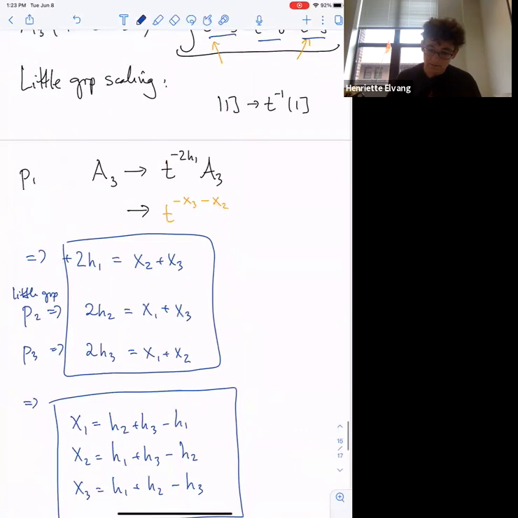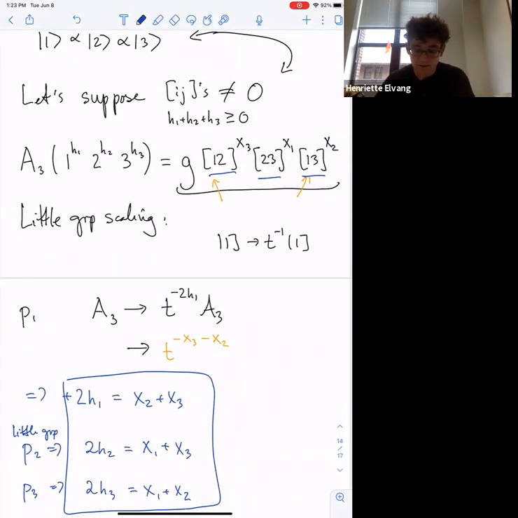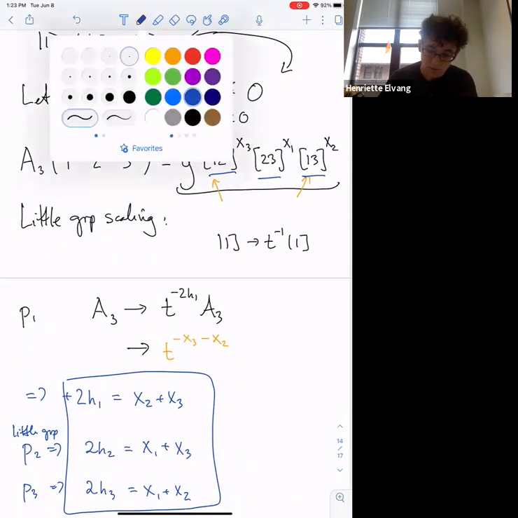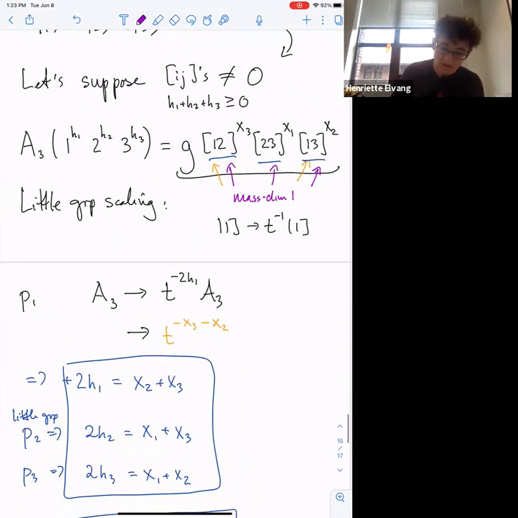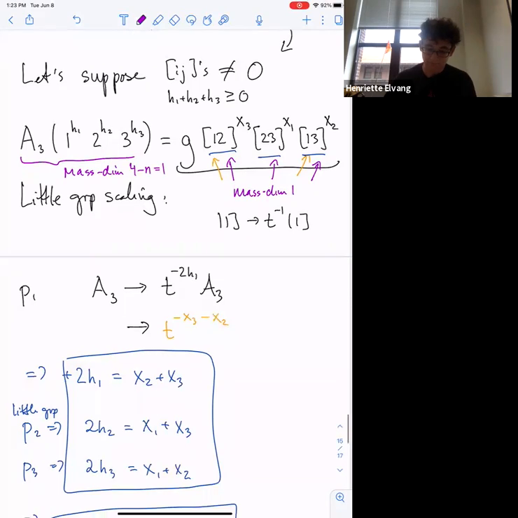Well, if we look at our expression here, you may notice that each one of these spinors has mass dimension 1. That's because a Mandelstam has mass dimension 2 and it's a product of an angle and a square. So they're mass dimension 1. I also know that my amplitude overall must have mass dimension 4 minus n, which for this case is 3, so that must have mass dimension 1.